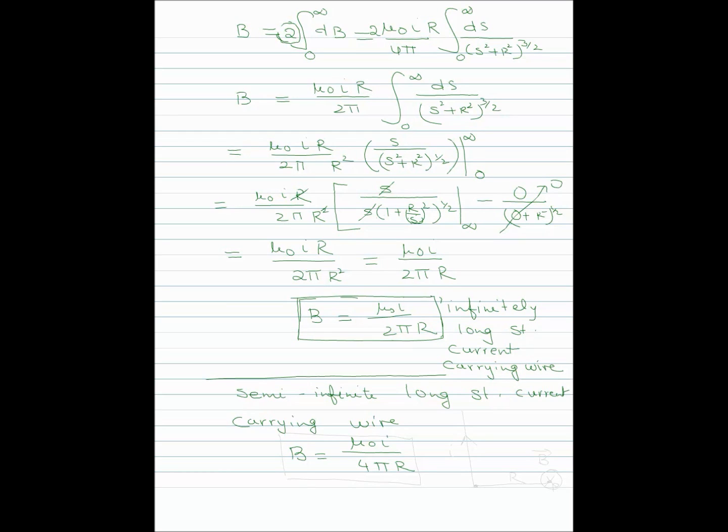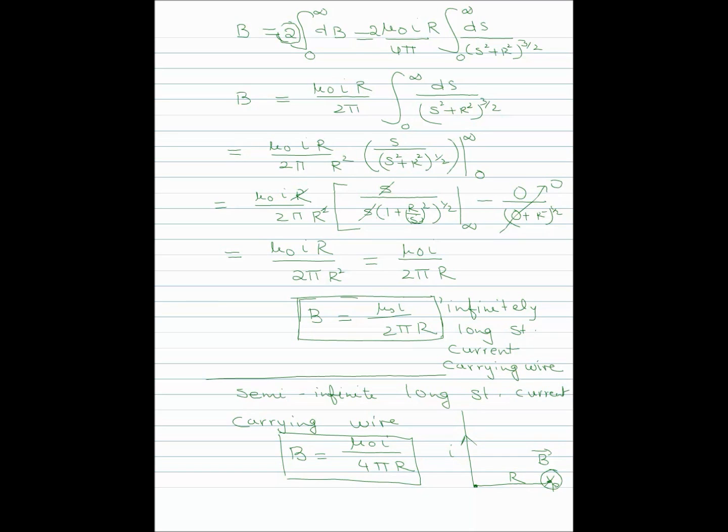It's in the direction ds cross r hat. And what you will see is that in this case, where the wire is carrying current like this, and let's say this is the semi-infinite wire, and we are trying to find the magnetic field at point P at a distance r away, if this is the direction of current, then the direction of magnetic field is actually into the paper. And this is the magnitude.